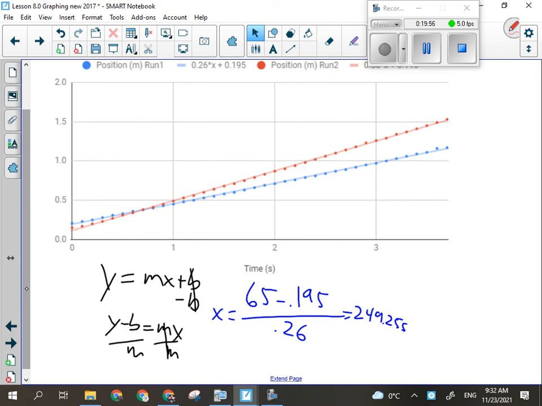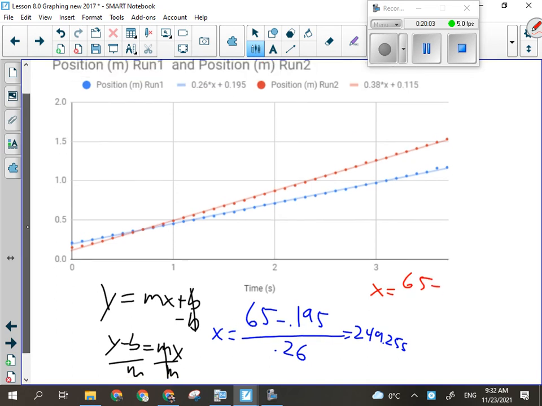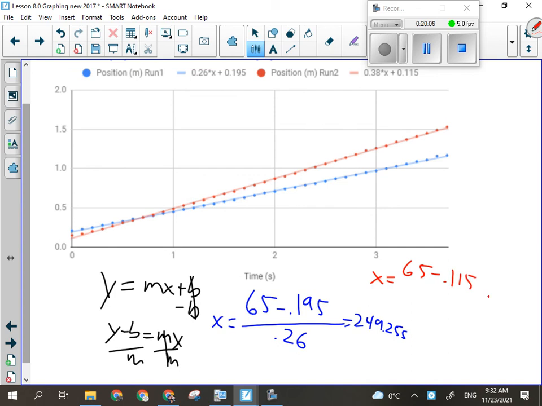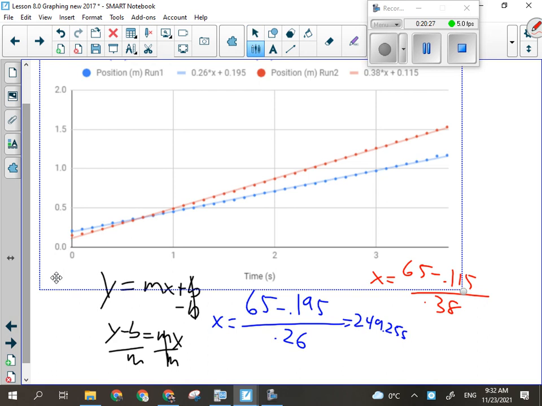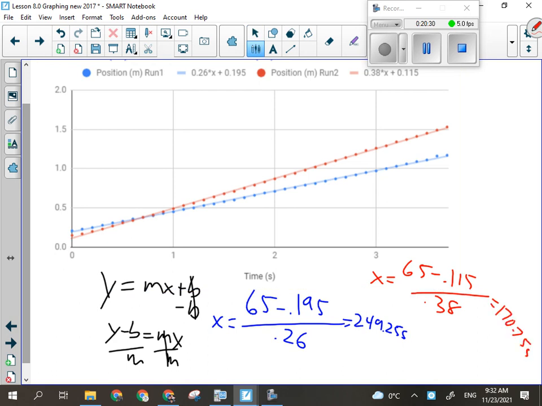All right, and then for the second one, again, we're looking for how long it will take. 65 minus 0.115 divided by 0.38. Again, 65 minus 0.115, I hit enter to separate it, and now I can divide by the slope. I get that the length of time for that one is 170.75 seconds. And that makes sense. It should take less time. It's going faster.